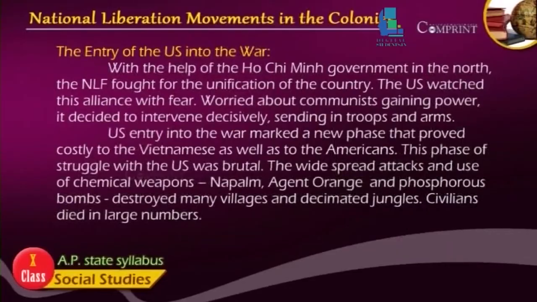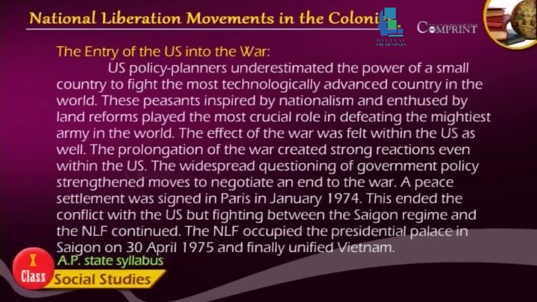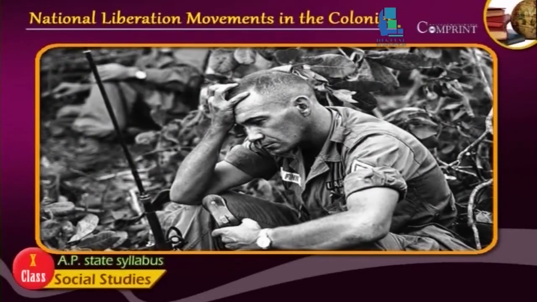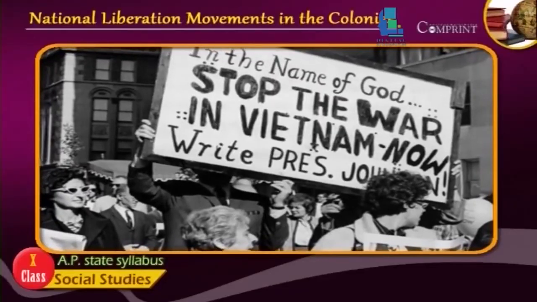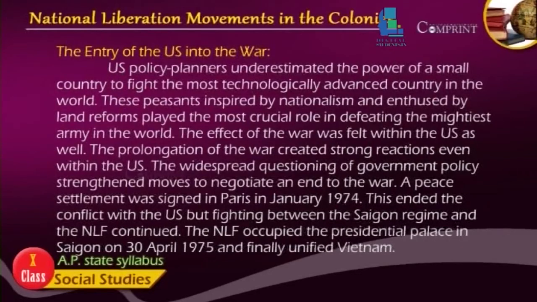The widespread attacks and use of chemical weapons, Napalm, Agent Orange and phosphorus bombs destroyed many villages and decimated jungles. Civilians died in large numbers. US policy planners underestimated the power of the small country to fight the most technologically advanced country in the world. These peasants, inspired by nationalism and enthusiastic about the land reforms, played a most crucial role in defeating the mightiest army in the world. The effect of the war was felt within the US as well.